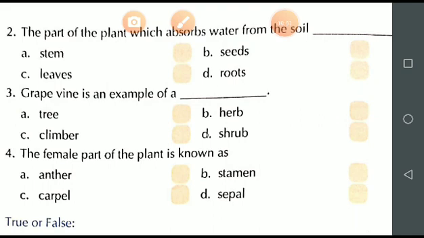Herb. What are herbs, student? Plants with soft and weak green stems. Plants with soft and weak stems are called herbs. So herb is not the right answer.